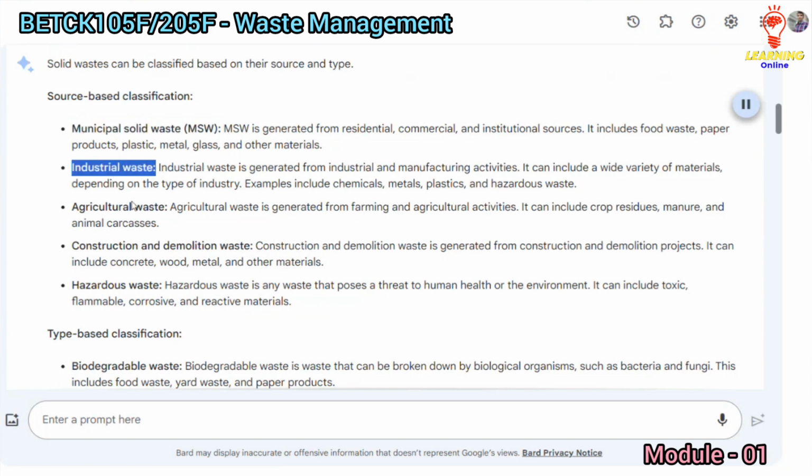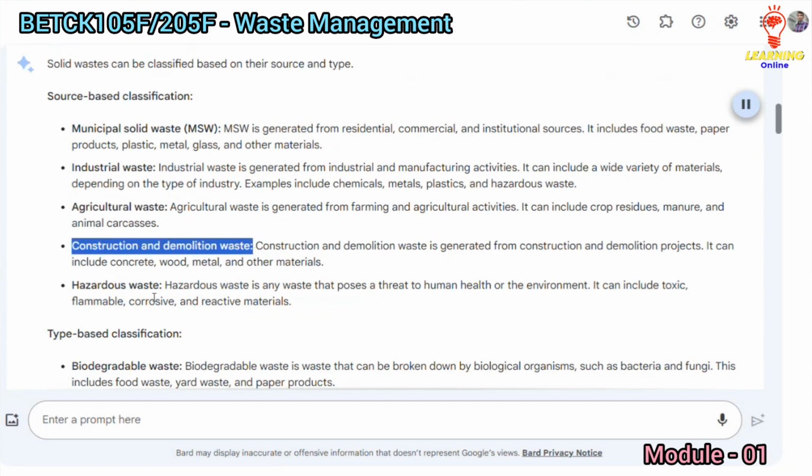Industrial waste. Industrial waste is generated from industrial and manufacturing activities. It can include a wide variety of materials, depending on the type of industry. Examples include chemicals, metals, plastics, and hazardous waste. Agricultural waste. Agricultural waste is generated from farming and agricultural activities. It can include crop residues, manure, and animal carcasses.